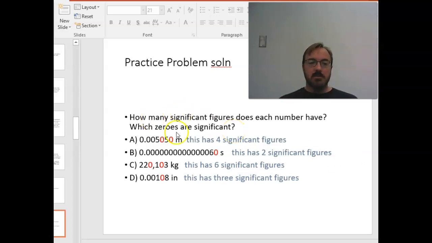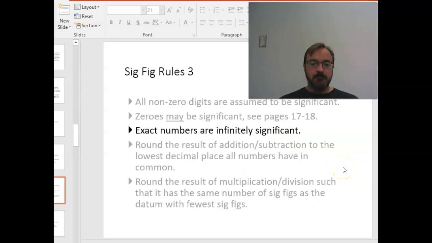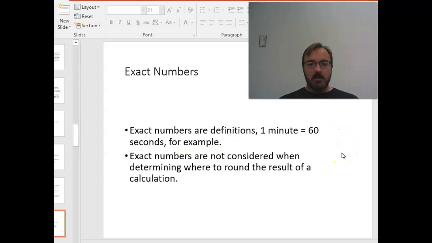So they were asking which zeros. I marked the significant zeros in red. All right, what do we mean by exact numbers? Exact numbers happen a lot of times with definitions. And when we get to calculations, this is where this becomes important.